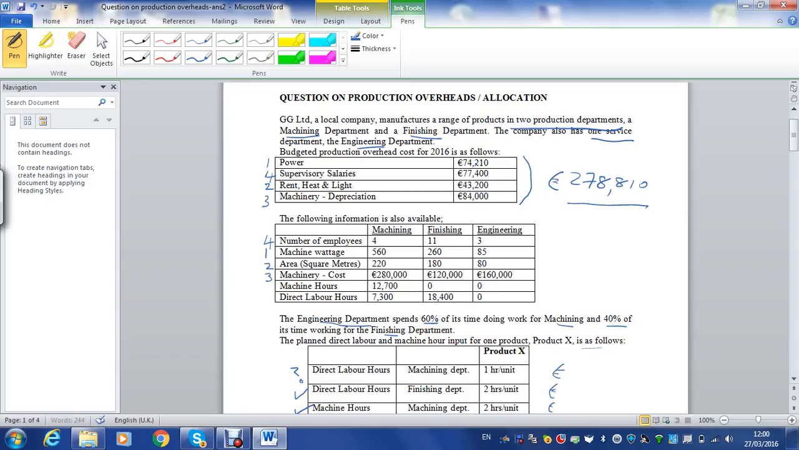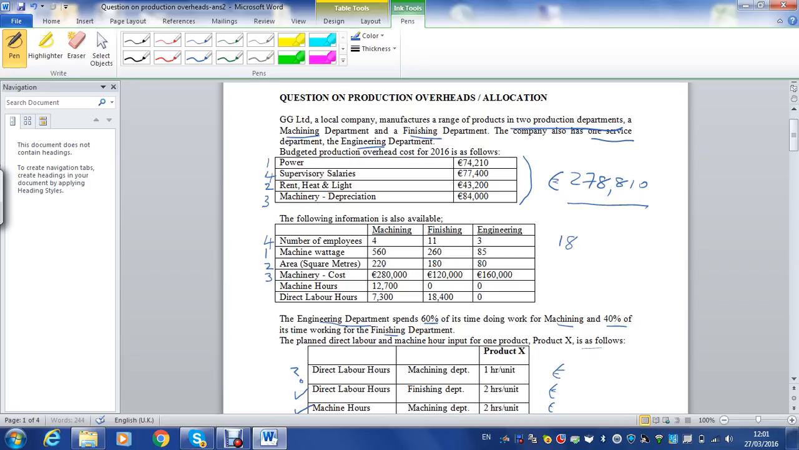So basically 74,210 has to be allocated using machine wattage. So if you add this figure and this figure, you'll get a figure here. The quick way, because we have to do a bit of maths here, is say on the employees is simple, so that's 4, 11 and 3. So that's 15 and 3, that's 18. So that's the total. That's certainly an easy one.